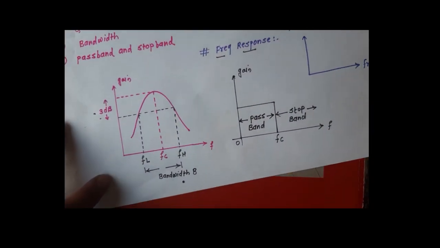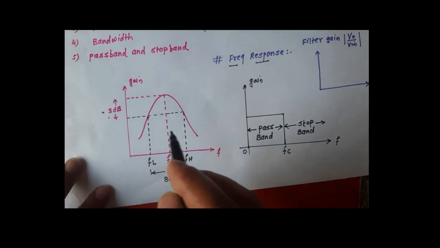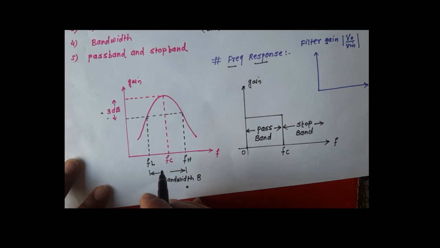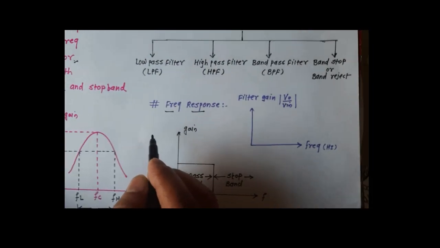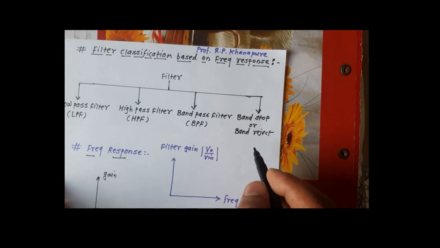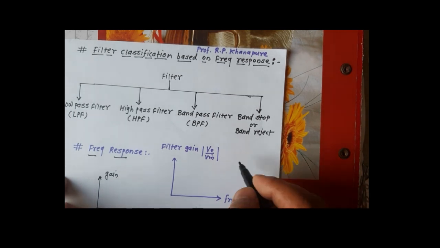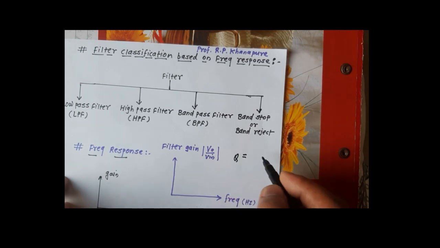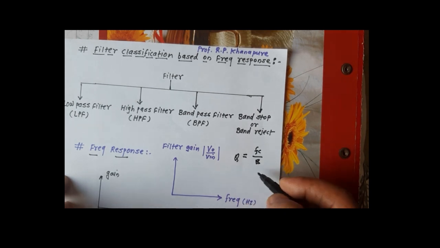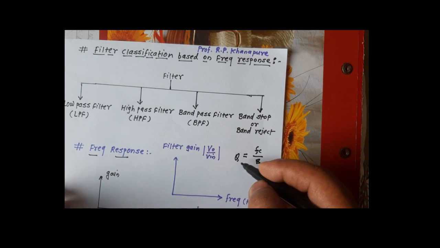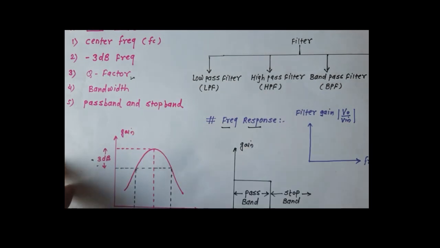Here is one of the important relationships between the center frequency, Q and the bandwidth. The relationship is Q is equal to FC by B, where B is the bandwidth. So this is the relation between Q, center frequency, and bandwidth. Next is pass band and stop band.